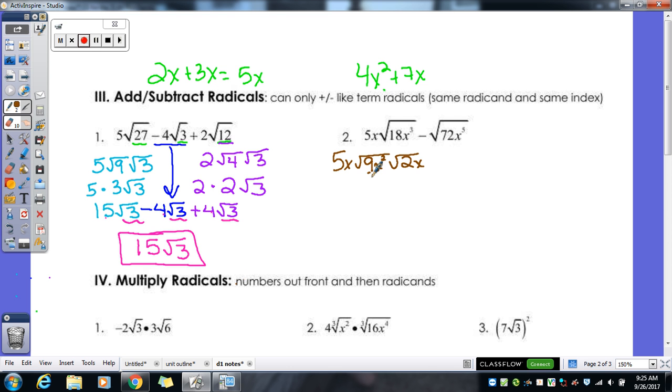So now for 9x squared, when I take the square root of it, that turns into 3x. My 2x is still underneath there. And I got that 5x out in front that I need to multiply times my 3x. So 5 times 3 gives me 15. X times x is x squared. And then I have the square root of 2x after it. So 15x squared, radical 2x.